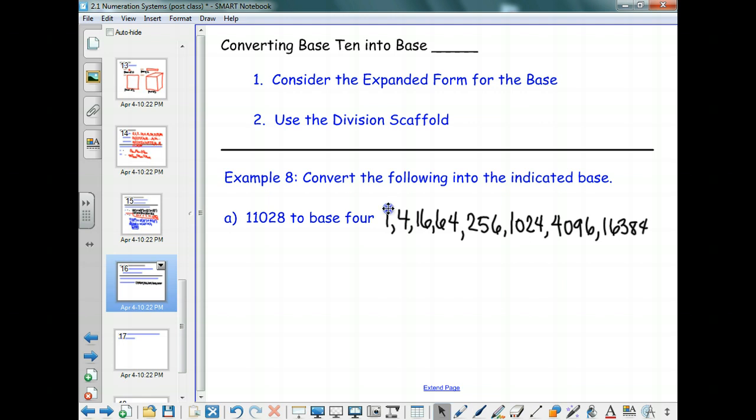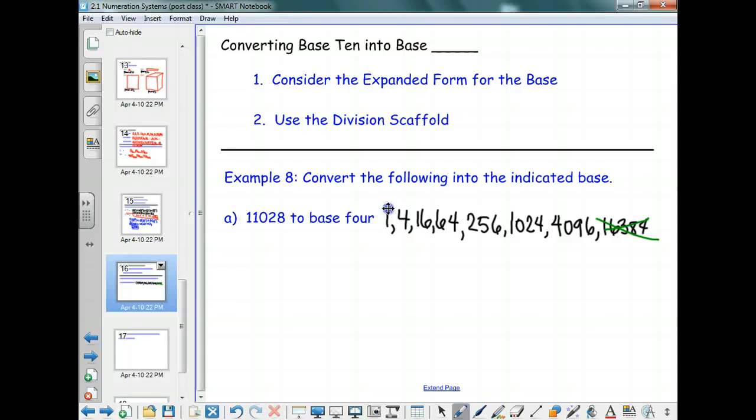Okay, and then I contend that we've gone far enough, and here's how you know. You've gone far enough when the last number that you got was bigger than the number you're supposed to be working with. So I don't need to go past 4,000 because 16,000 was larger than the 11,000 I'm starting with. I don't need that. But I do need everything else. Okay? You ready to see how this works?